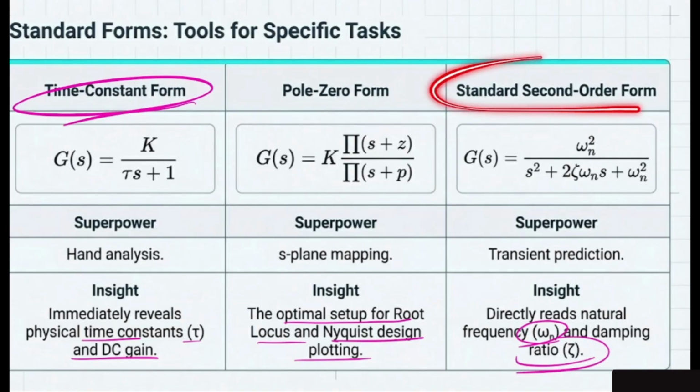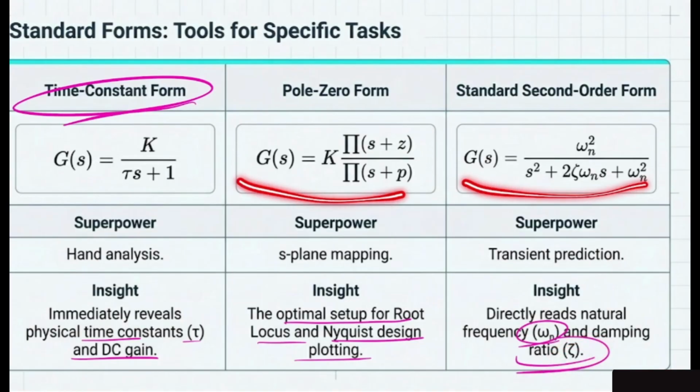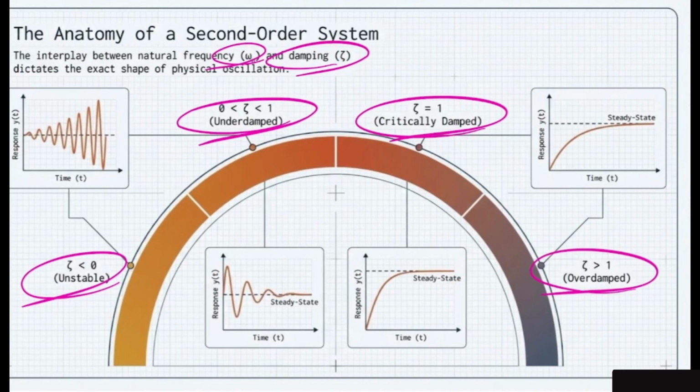Then we have the standard second order form, which looks like this. If you remember, that was the time when you have the sine wave as your input. So this is going to be the transient prediction, and we are going to work with the natural frequency and the damping ratio. Most of the time, we are going to work with these two in order to study our system and make sure that everything is fine. If it's not fine, use some kind of compensators.